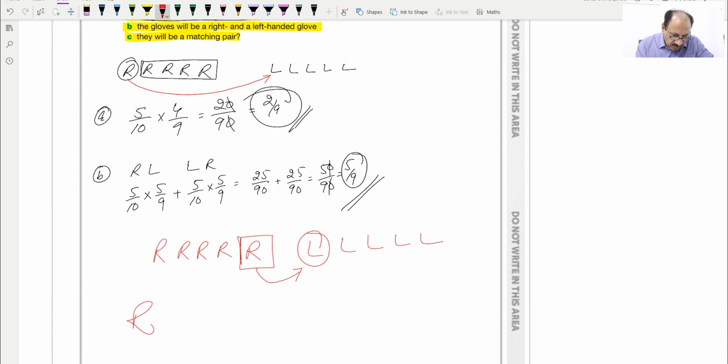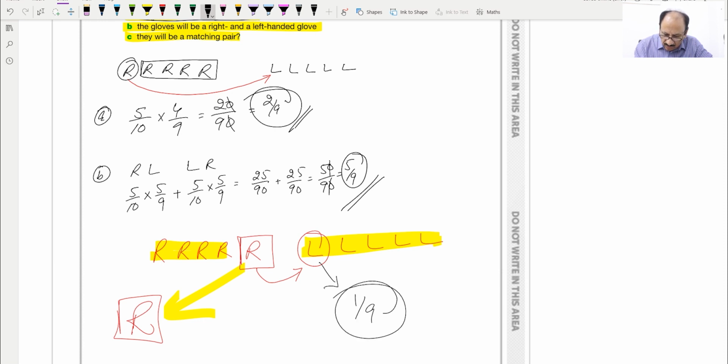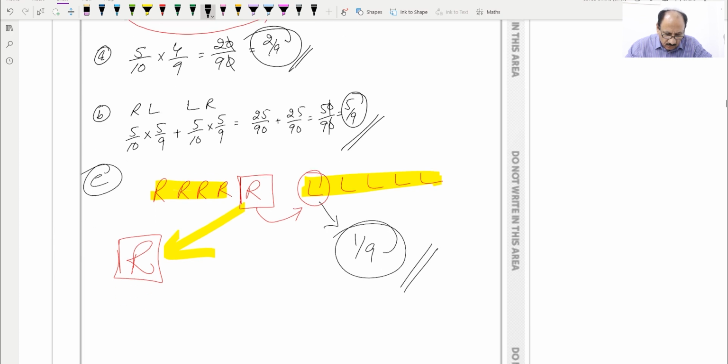So R, for example, R we have already taken. We have taken this, and now we have to match it, and from which we will be matching. We will be matching from these 5, because this R we have already taken. So remaining are 9. So out of 9 we have to choose 1. So probability of choosing this 1 will be 1 by 9. So our answer will be 1 by 9. Hopefully you understood this C part. This was a little tricky, but I have tried to explain it graphically, and hopefully it's clear now.